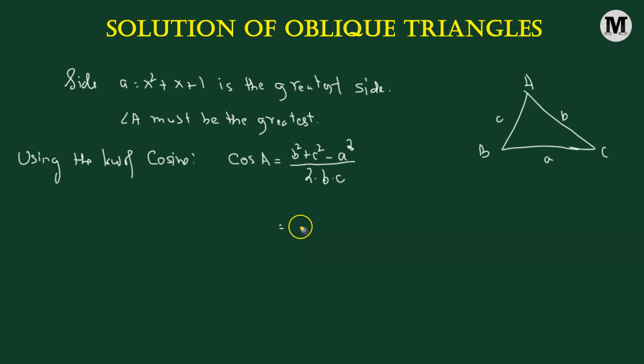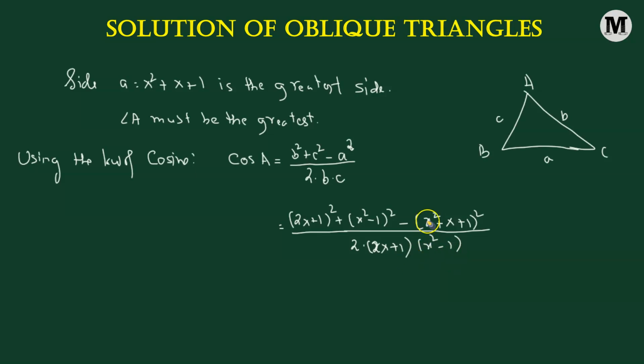Now let's substitute the values. b was given by 2x plus 1. We're going to square this, add it to c squared, so c was x squared minus 1, square this value, and from here subtract a squared. So a is simply x squared plus x plus 1, whole square, divided by 2 times the product of b and c. What is b here? b here is 2x plus 1, multiplied by c, so that is x squared minus 1. Now this is simple algebra, so we can expand it, and after simplification this is going to leave us with negative 1/2. So the cosine of a comes out to be negative 1/2.